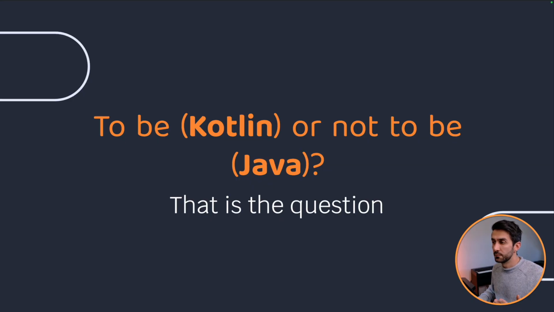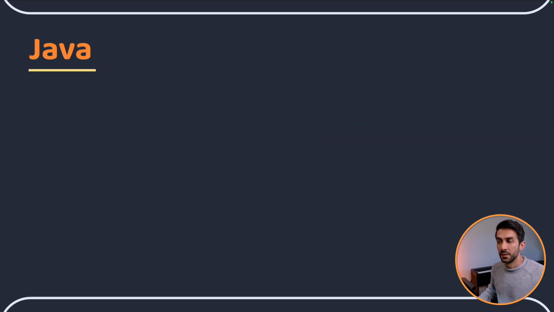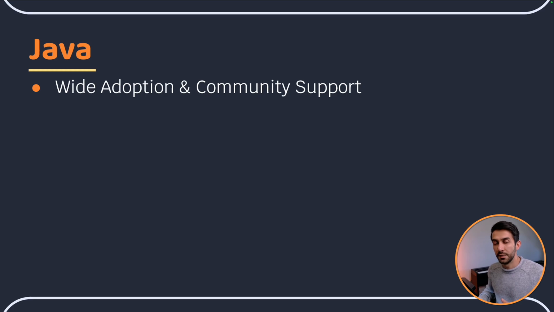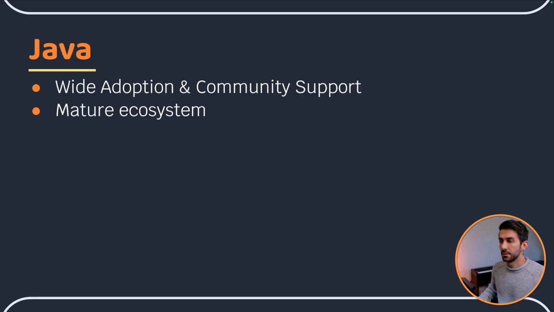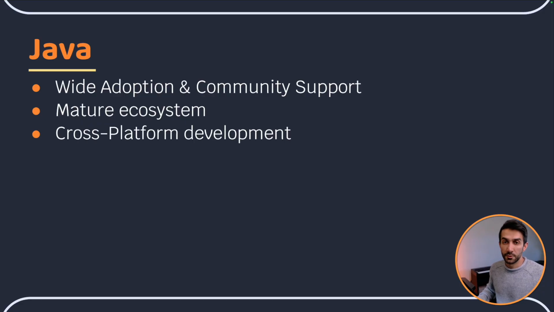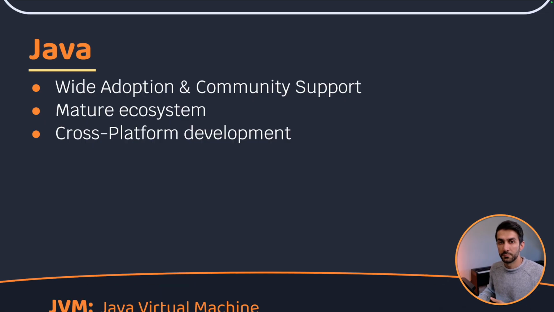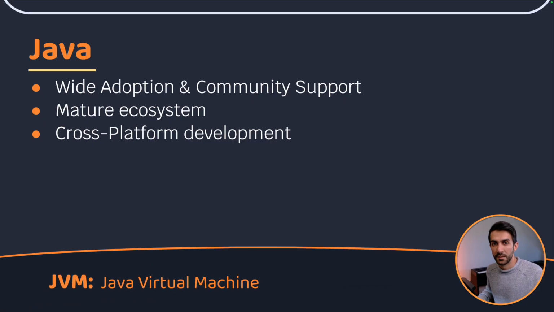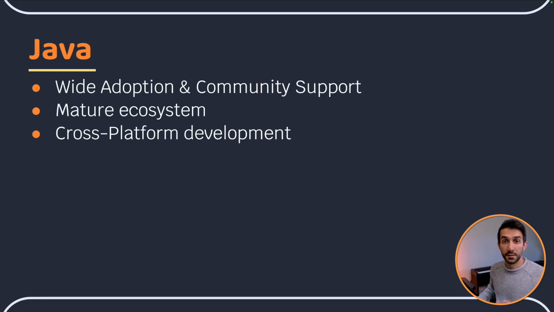So first, let's check the benefits of Java. Java has been there for ages, and that means it has a huge community and adoption. So a lot of software is written in Java. It's a very mature language, just because of how many bugs have been reported, for example, or how much it has been improved so far. And it's cross-platform. Basically, wherever there is a JVM, Java apps can run on it. So that means backend, desktop apps and Android apps, of course.